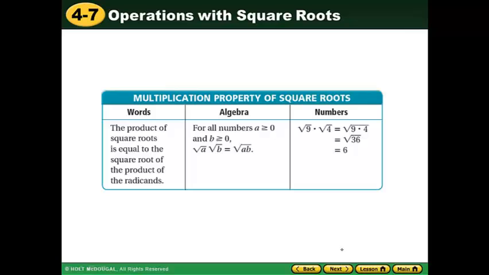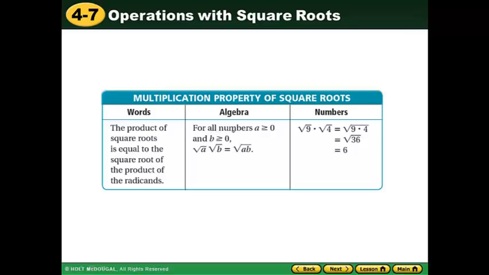Okay, so now we are moving on to using the distributive property to simplify the square roots. So copy this down in your notes. So in words, we have the product of square roots is equal to the square root of the product of the radicands.